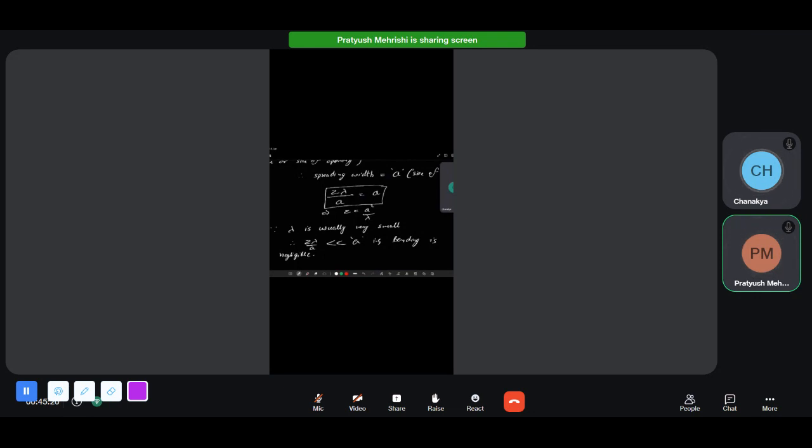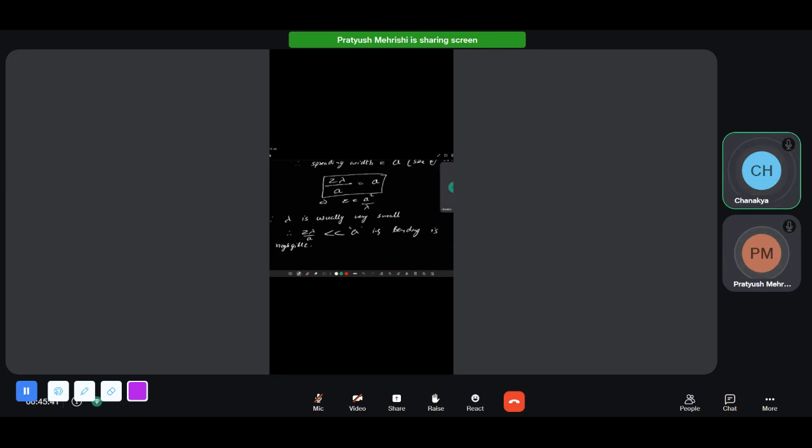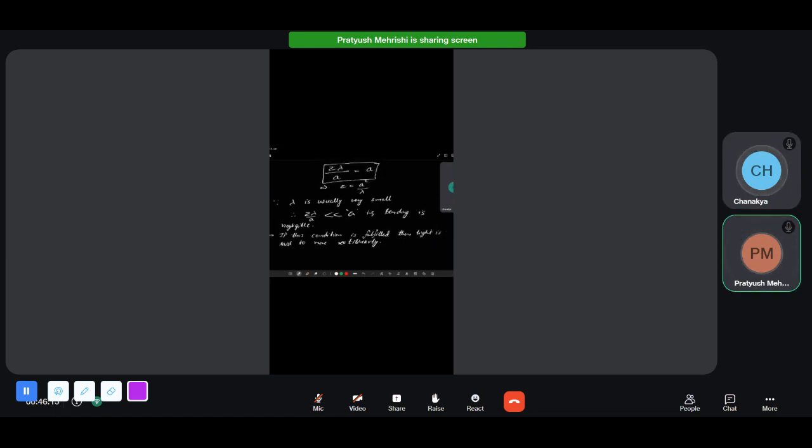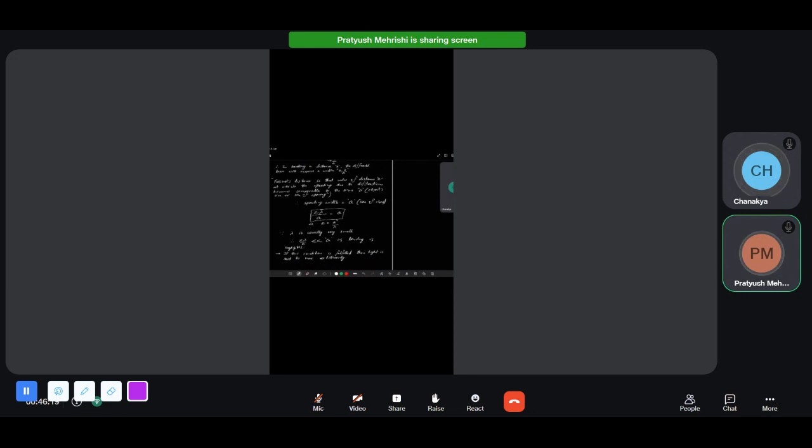Now we can say that light is performing rectilinear motion. It is moving in a straight line if this condition is fulfilled. If this condition is not fulfilled, then light cannot be considered to be traveling in a straight line. So write down: if this condition is fulfilled, then light is said to move rectilinearly. Then we can say that light is moving rectilinearly. Otherwise, we have to use wave optics.